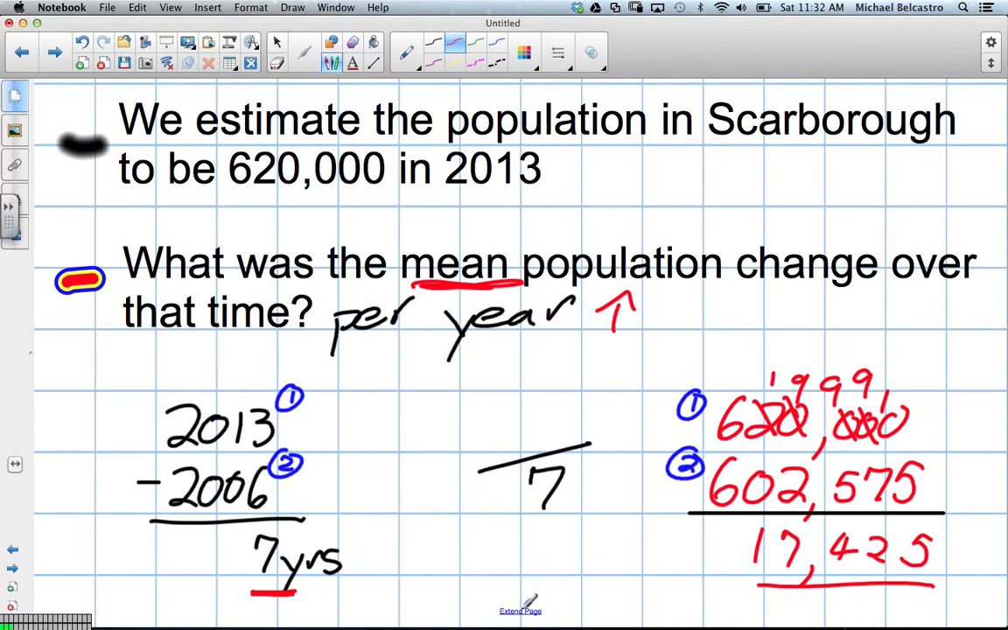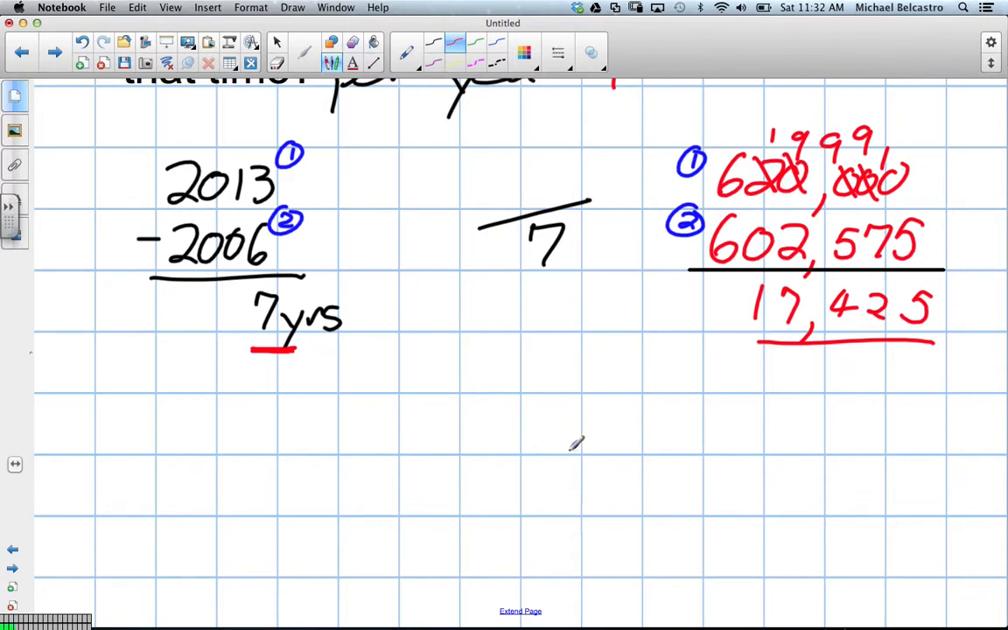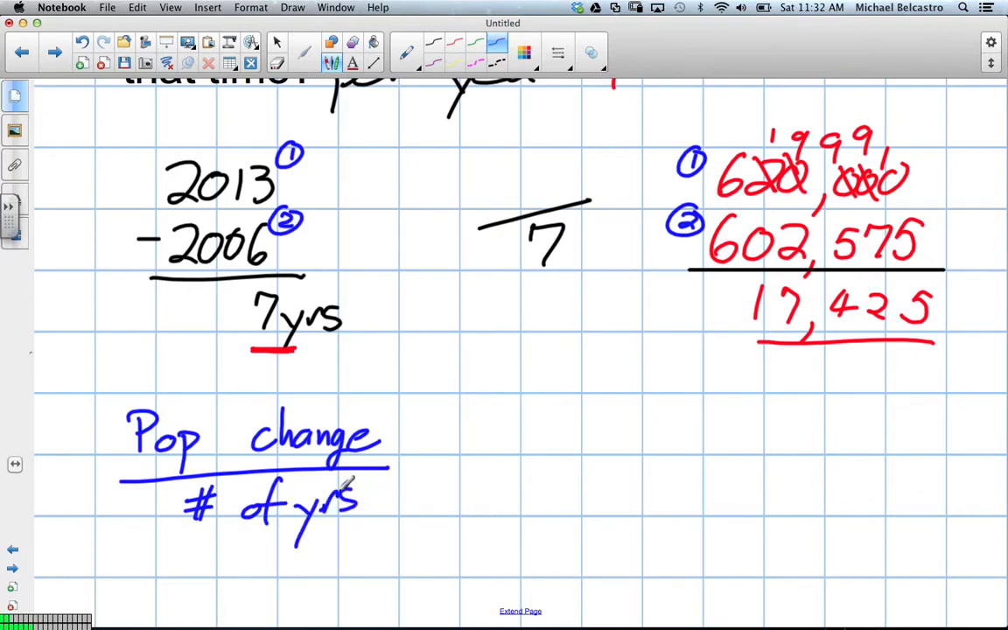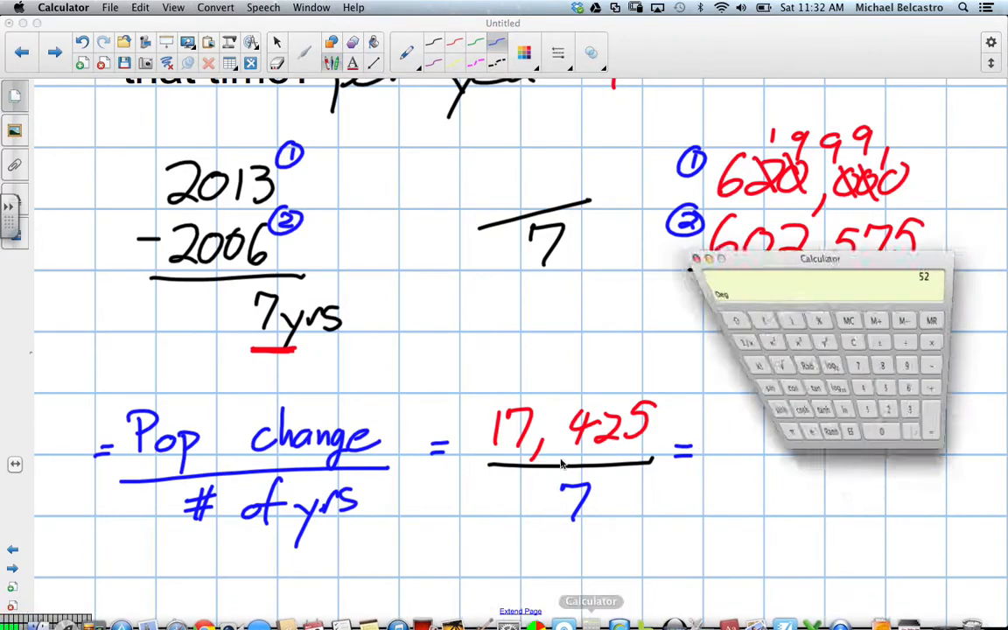Okay, and we'll even be able to carry out a little experiment to make sure we're correct. So we'll take the population change divided by number of years. Okay, so that's how we're going to figure this out. So our population change happened to be 17,425, and our number of years happened to be 7. Okay, so let's figure out how much the population increased every single year. So take your calculator out there.